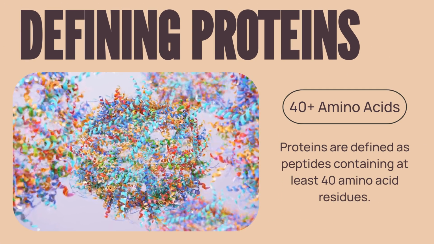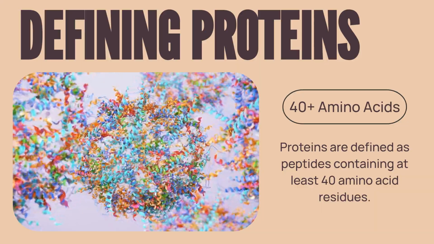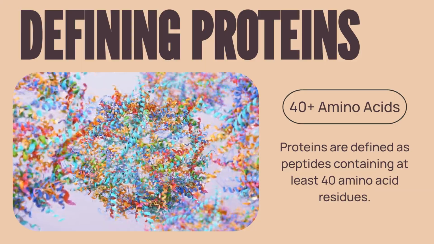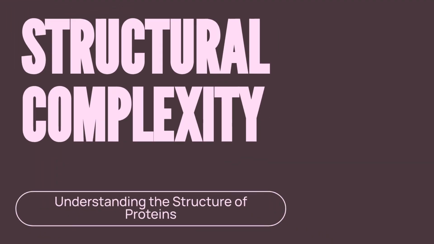By definition, a protein is a relatively long peptide chain with at least 40 amino acid residues. Shorter chains are simply called peptides. Understanding protein structure requires examining 4 distinct levels of organization, ranging from simple sequences to complex folded shapes.